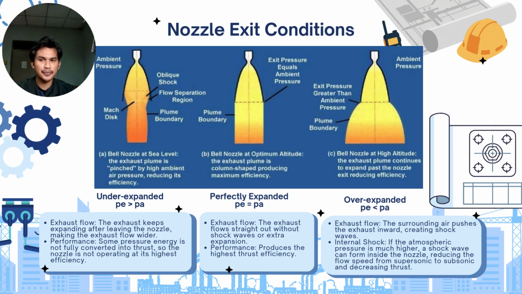This is the ideal operating condition because the exhaust leaves the nozzle at maximum efficiency and produces the highest thrust. The final condition is over-expanded flow, where the exit pressure is lower than the ambient pressure. The higher outside pressure forces the exhaust inward, creating shock waves and sometimes flow separation inside the nozzle. These effects reduce the overall thrust and nozzle efficiency. Therefore, a rocket nozzle should ideally operate under the perfectly expanded condition to achieve the best propulsion performance.